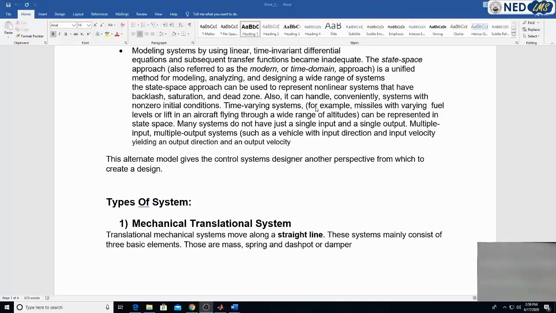Firstly, you have a mechanical translational system, which you studied in the frequency domain as well. What do you mean by the term translational? Translational basically represents that the motion of the system will be on a straight line, or the path of the movement will be a straight line. And the major elements you can see in these mechanical translational systems are mass, spring, and damper or dashpot.